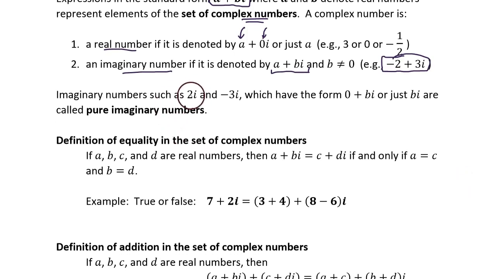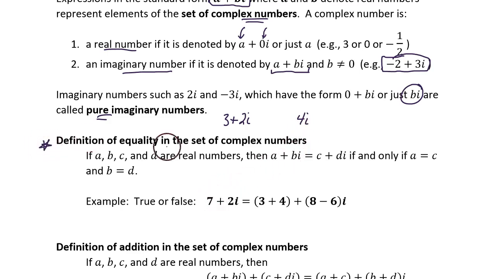Imaginary numbers such as 2i or -3i, which have the form 0 plus bi or just bi, are called pure imaginary numbers. So a pure imaginary number is a number that has no real number component. It only has the part of the standard form that has the letter i by it. Here's an example. 3 plus 2i is an imaginary number, but not a pure imaginary number. Whereas this one here, 4i, that is a pure imaginary number. It doesn't have that extra real number term on the beginning.